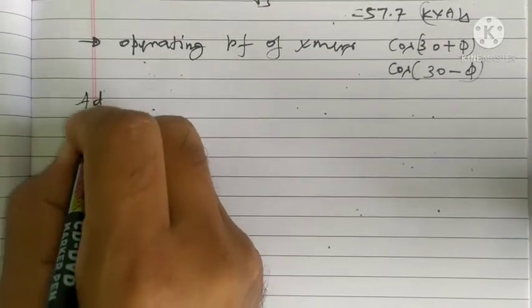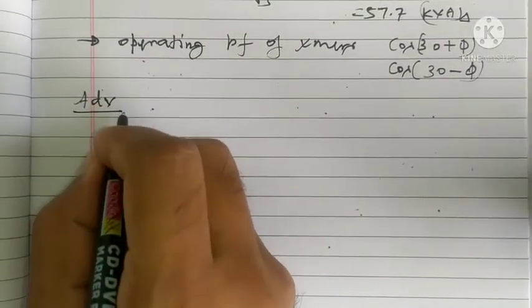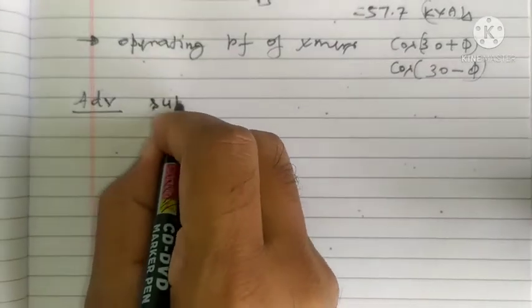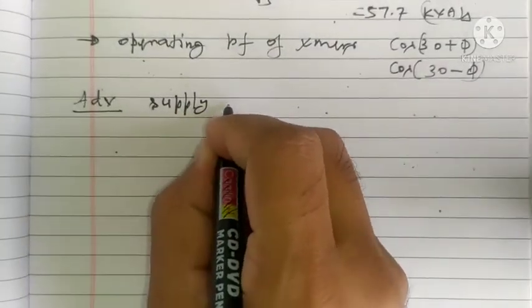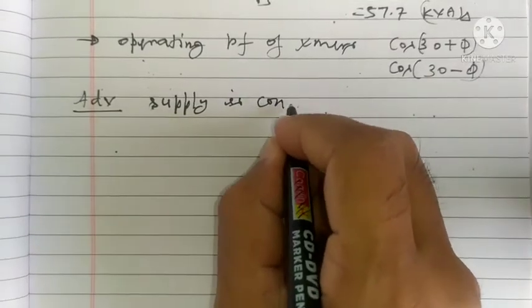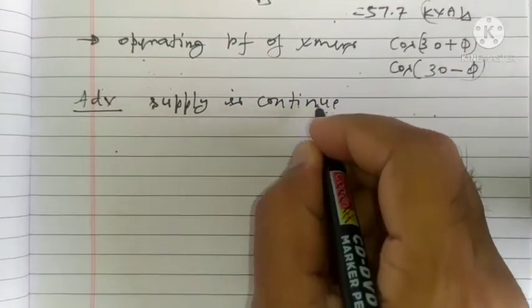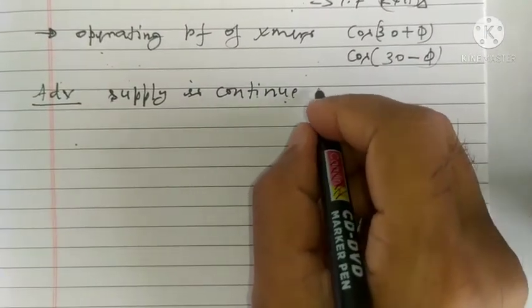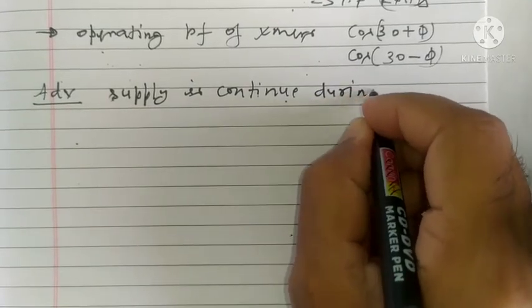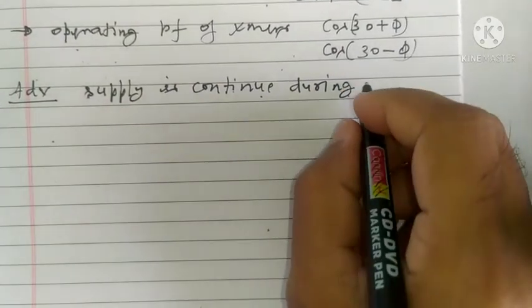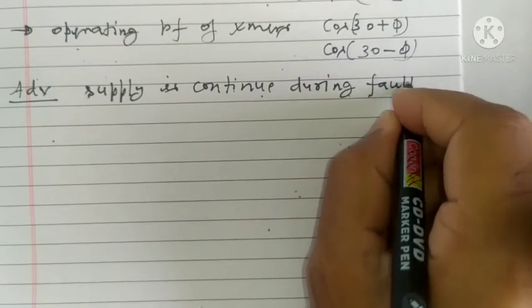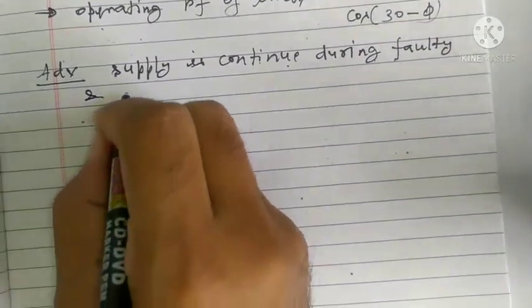What are the advantages of V connection? That supply continues during faulty condition also, and we can go for maintenance during faulty and maintenance conditions.